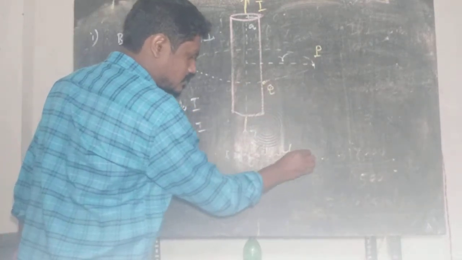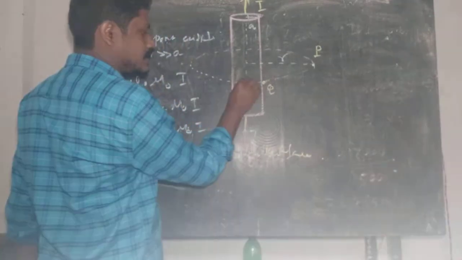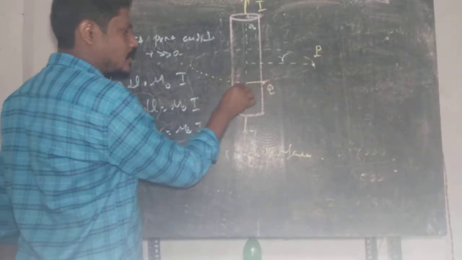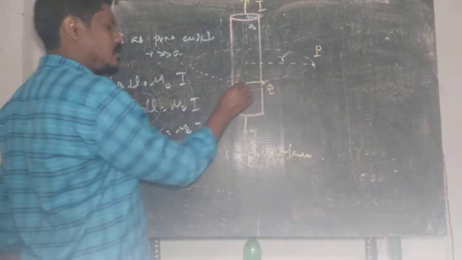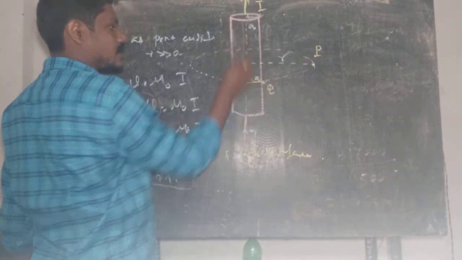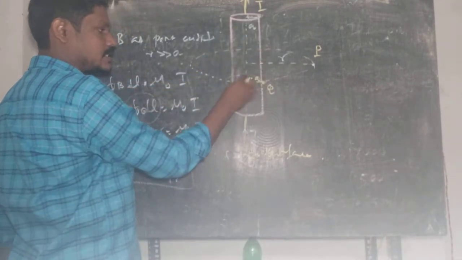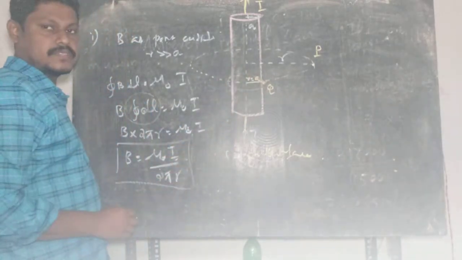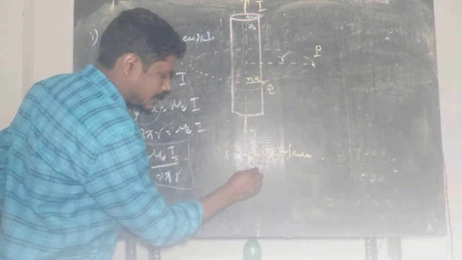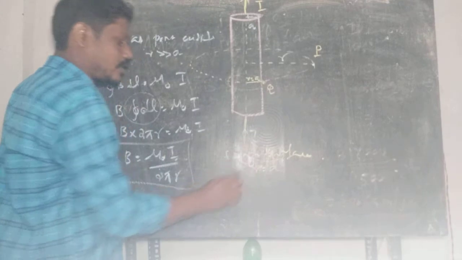Now you can see the radius of the Amperian loop is equal to the radius of the conductor. The loop radius is the same as the radius of the conductor. So we are writing r equal to a, a point on the surface.